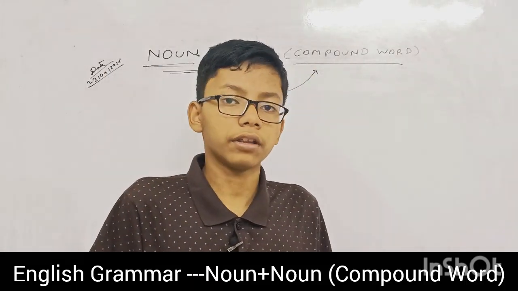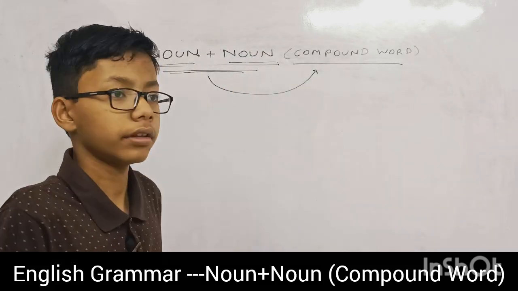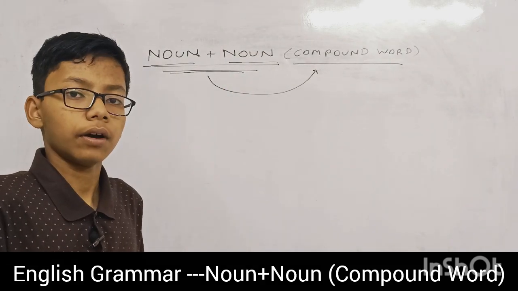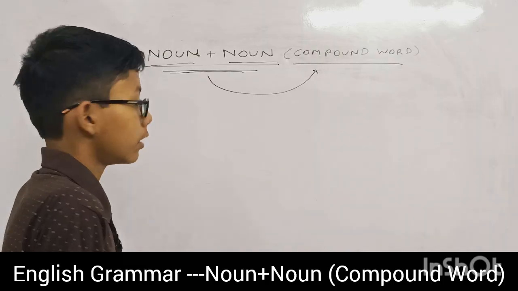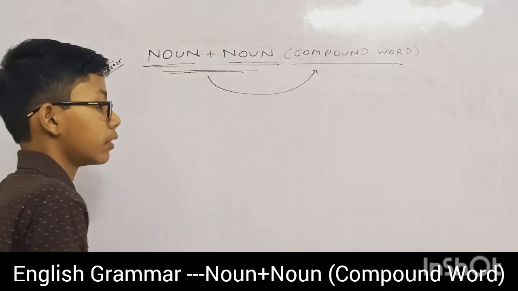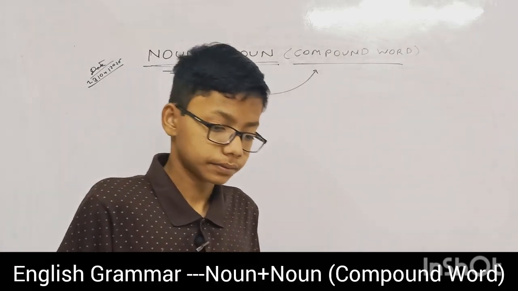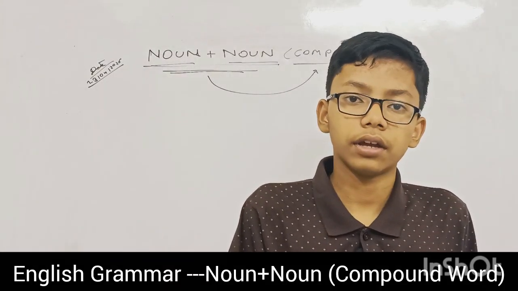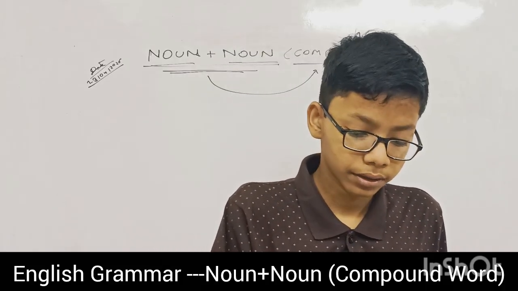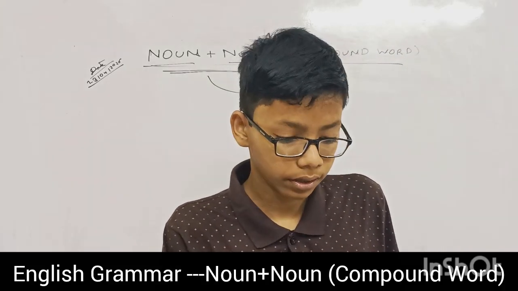A compound word is basically a word that uses two other root words in order to make one new word. That is the purpose of it. Noun plus noun equals compound word. Two nouns can be used to create a compound word: a word that uses two root words to make one new one.